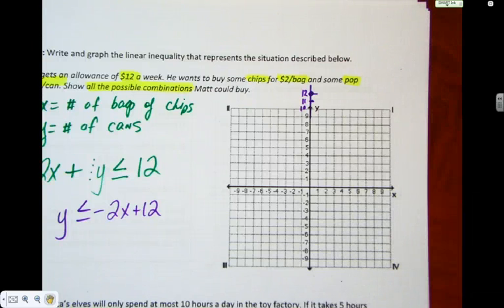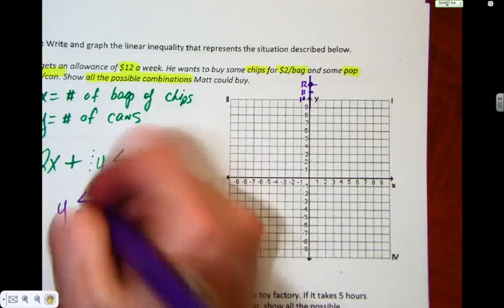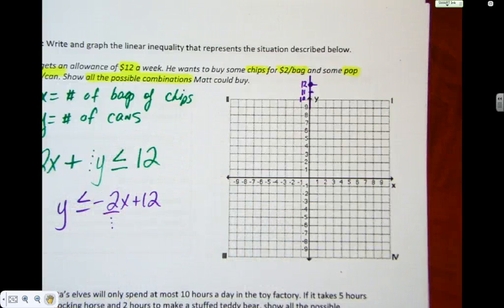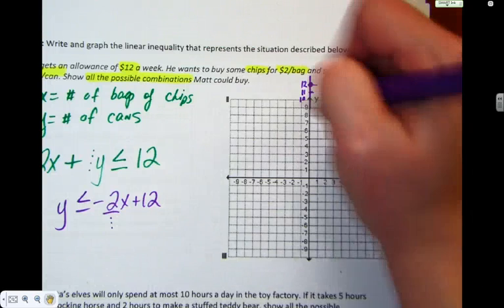Okay, how do we do the slope? It's -2 over imaginary 1. 2 down and 1 over.